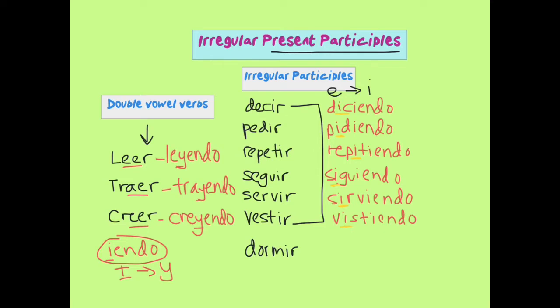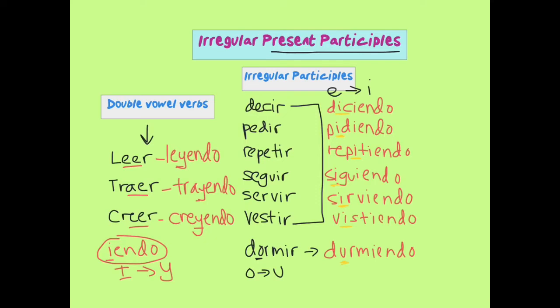Now in dormir, we're going to have this O change to a U in the participle form. So that will look like durmiendo, like so, with the U instead of an O in the stem of the verb. So now we've got saying or telling, asking for, repeating, following or continuing, serving, dressing, sleeping. All the present participle forms, but again, they're irregular, so we need to memorize them.